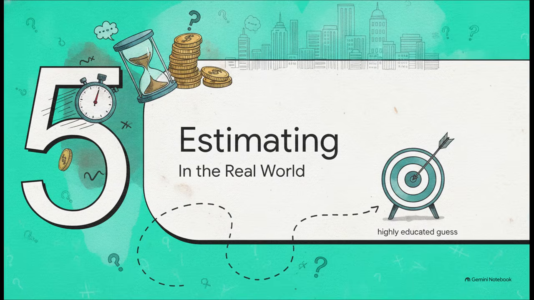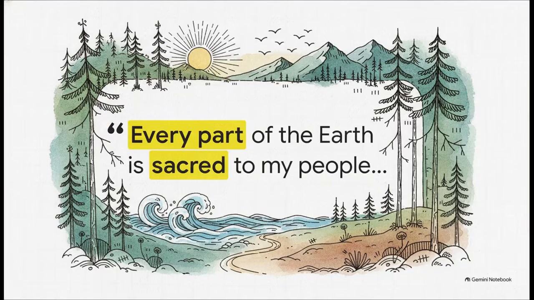Section 5. Estimating in the real world. Finally, let's talk about estimating. Let's be real, you rarely have the time to count everything perfectly. Sometimes you just need a highly educated guess. Our source material brings up this beautiful historical 1854 quote from Native American Chief Seattle. It's a dense, moving text about how every part of the earth is sacred to his people.